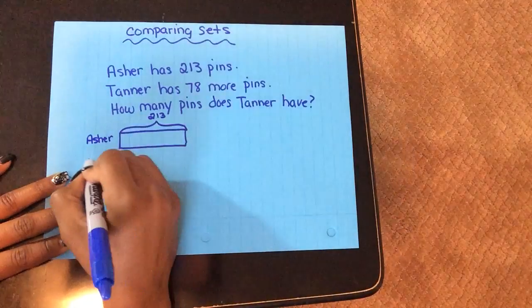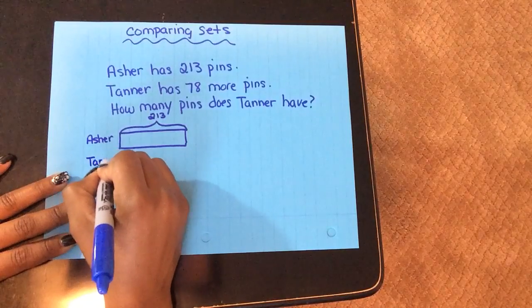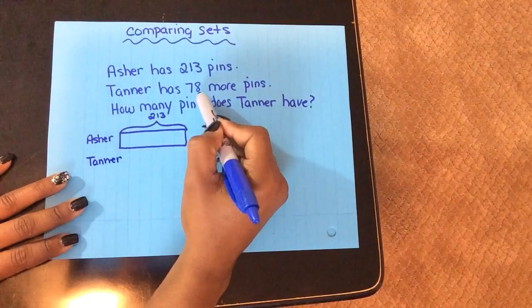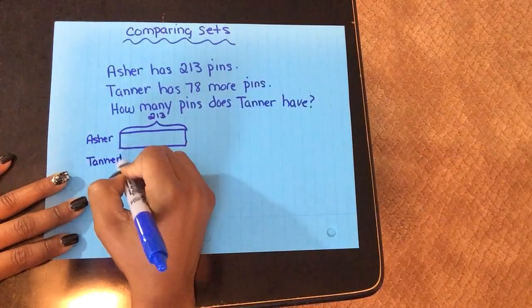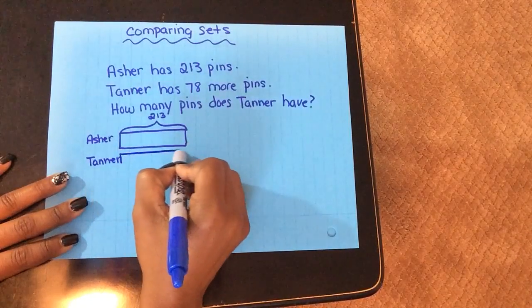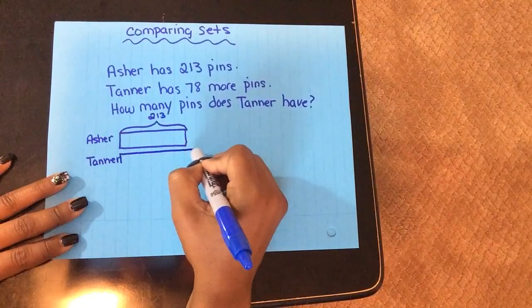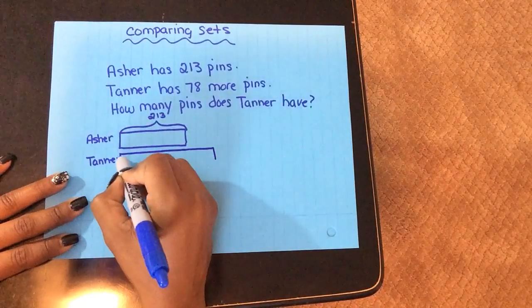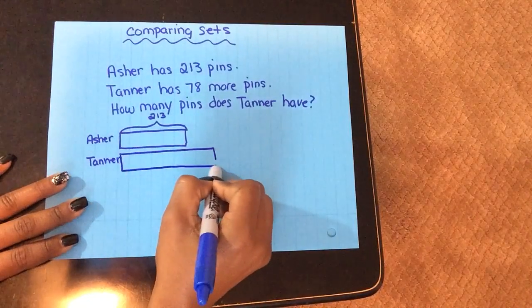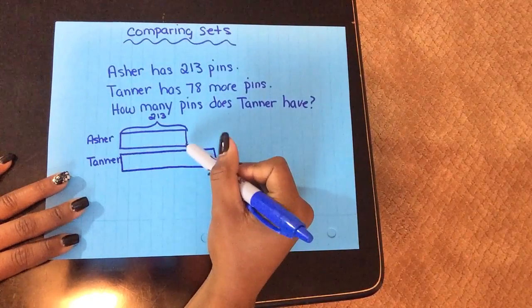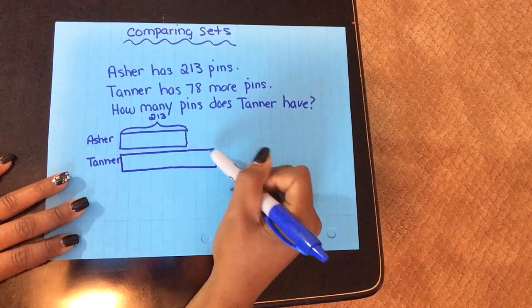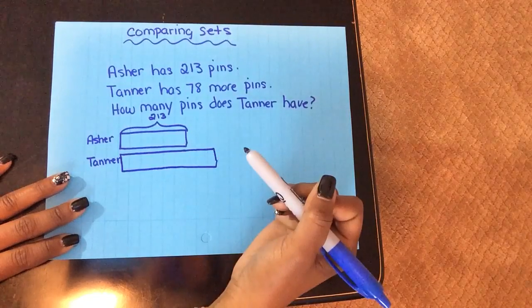Now Tanner, we don't know how many Tanner has, but we know he has 78 more than Asher. So that means not only does Tanner have the 213, but he has 78 more. And just as long as we can show that Tanner's bar model is going to at least show that there is 213 pins plus the 78 more, then we're good to go.